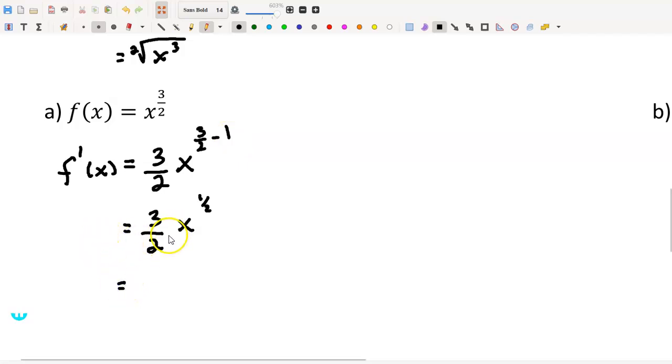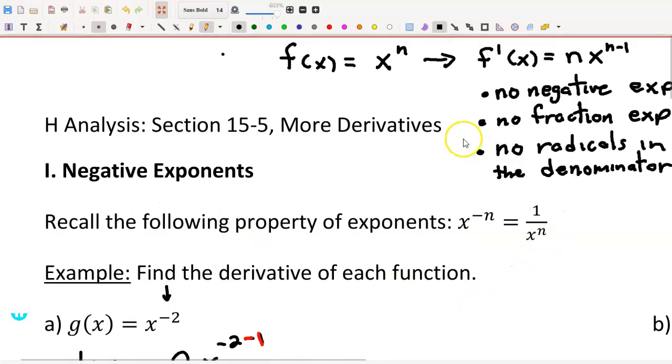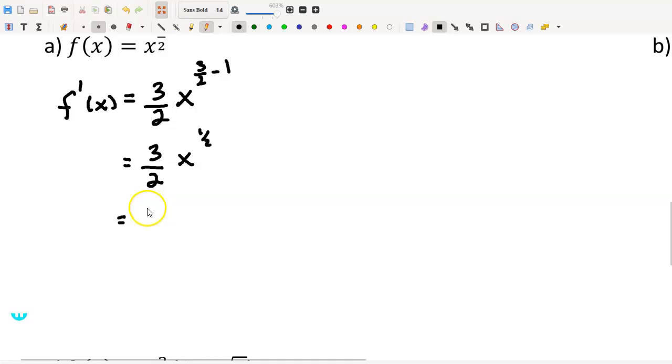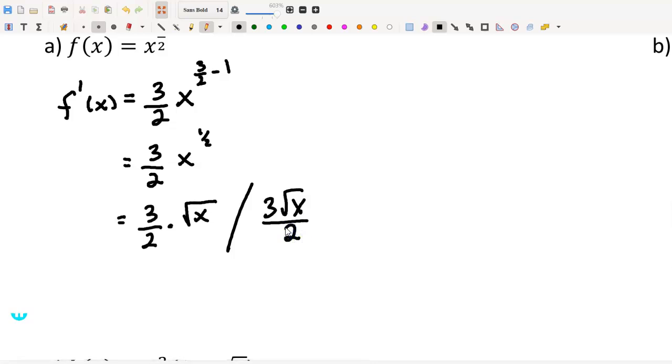All right, so almost there, but we have a fractional exponent, which we don't want to have, so no fractional exponent. Rewrite that as a root. So we've got 3 over 2, and x to the 1/2, of course, is the same as the square root of x. And lastly, we could combine this all the way together and say it's 3 root x over 2. Just make a single fraction instead of a coefficient and a radical.